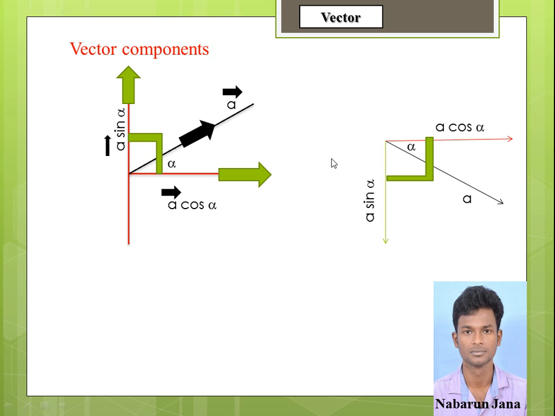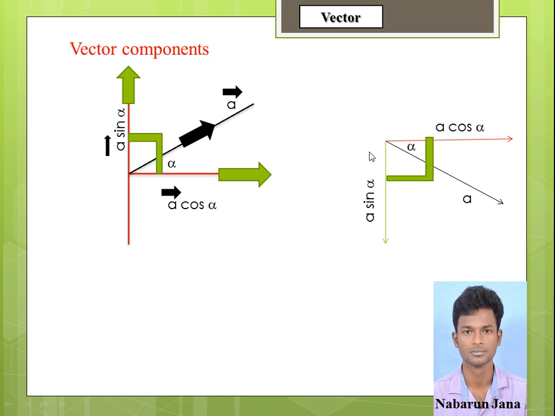And I have previously said that the cos component and sine component will always be at right angle, and the main vector or the resultant vector will always go through the right angle between the sine component and the cos component. So now one question arises: sir, why is the sine component downward? For the previous case the sine component is upward, but here why is the sine component downward?